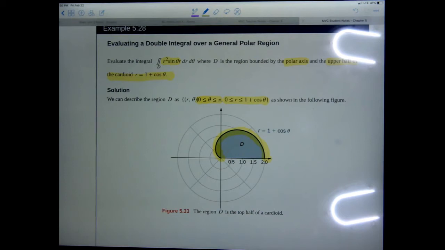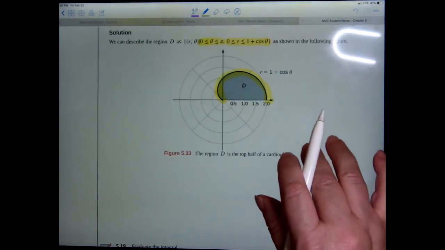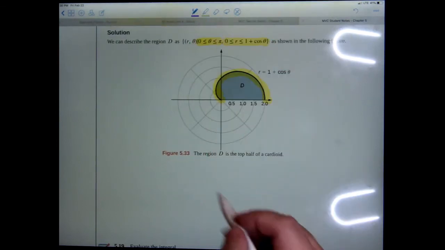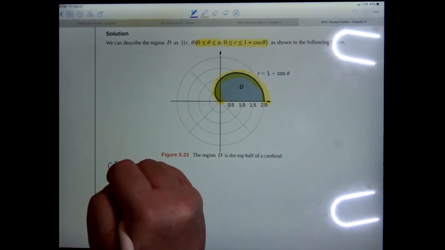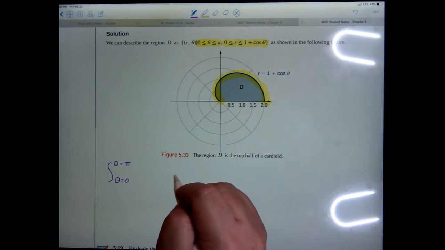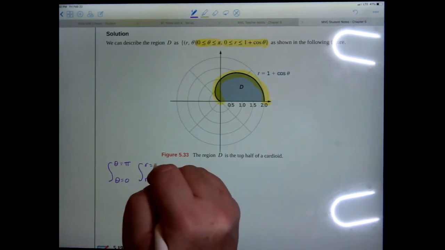Okay, so now let's set up the integral. How's this going to go? We're going to do theta equals 0, theta equals pi, and then r equals 0 and r equals 1 plus cosine theta.